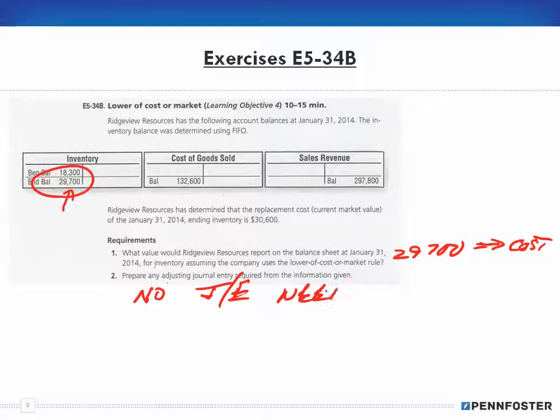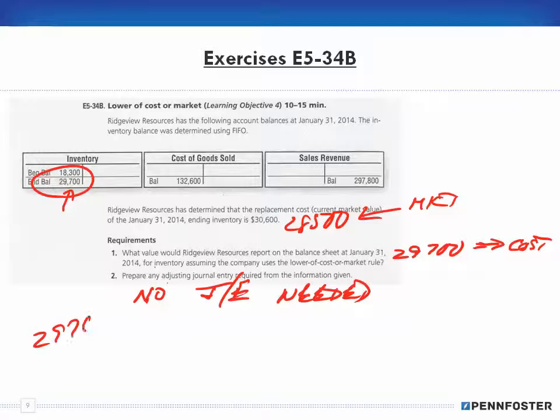Because my cost is already on my books. Now, if they said that the current market value was, let's say, 28.5, well then in that case, the lower of cost or market, the market is lower, so I would end up using the market value, and then I would also have to make a journal entry to reduce my inventory.